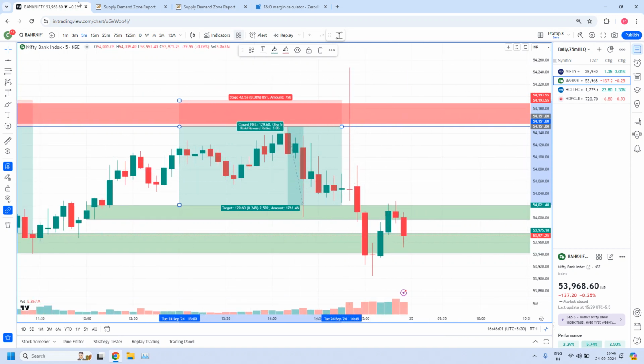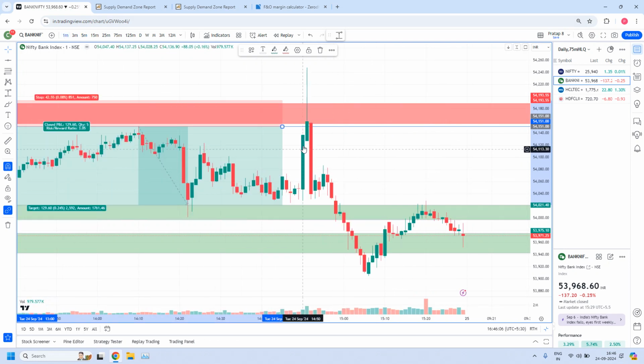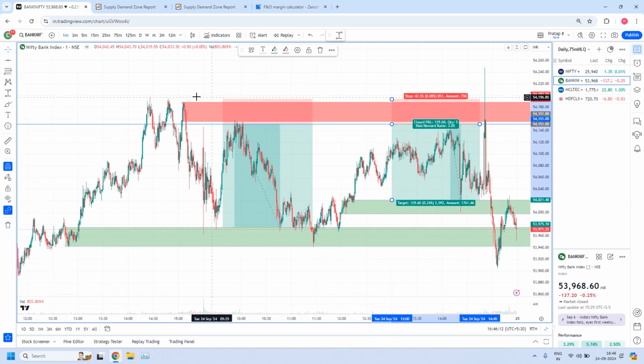There was a huge momentum. Let's go to the 1 minute candle, you will get clarity. All of a sudden the market moved up for 2 minutes. Now Bank NIFTY reached an all-time high here. This was the earlier all-time high. Now Bank Nifty reached a new all-time high and again it pushed.